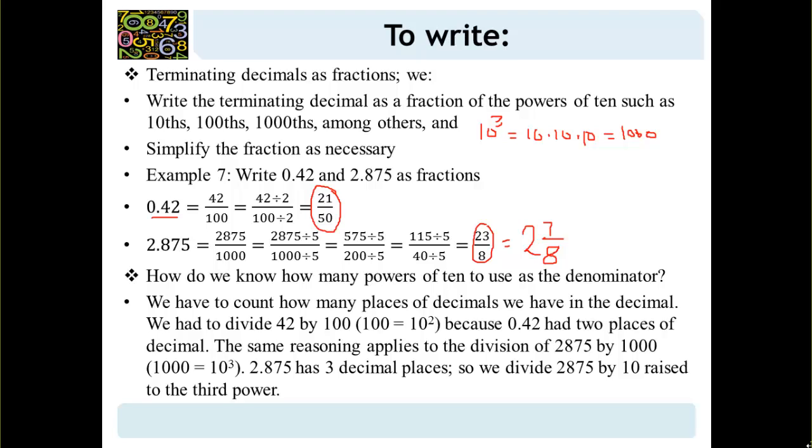Okay? So whenever we have a terminating decimal and we want to write it as a fraction, we first of all find the number of decimal places that terminating decimal has. Once we find it, we do 10 to the exponent of that number of decimal places. Then we write the whole number equivalent of that terminating decimal and divide it by 10 to the power of the number of decimal places. That gives us a fraction. We now simplify the fraction as necessary. Okay. All right.